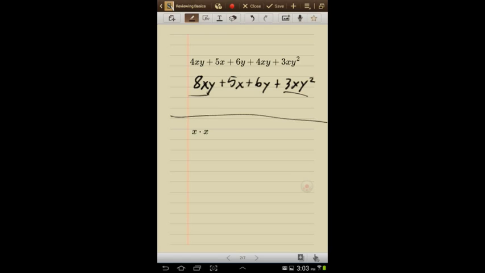Now we switch here to multiplying. Multiplying does not care about like terms. You can multiply together any two things you want. X times x, well, that's represented with the exponent, x squared.